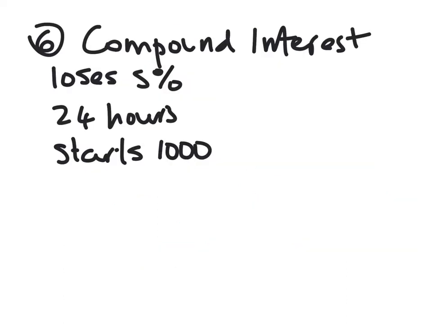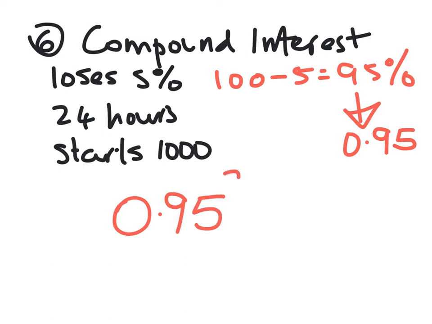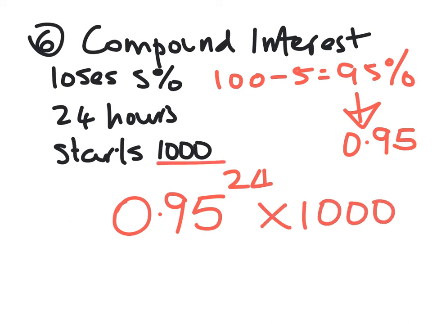Question 6, compound interest question. So if it loses 5% each hour, that's 100 take away 5, which is 95%, which written as a decimal is 0.95. Okay, how much would be left after 24 hours? So 0.95 to the power 24, because it's 24 hours later, times the starting value, which is 1000. And we just get that from our calculator.